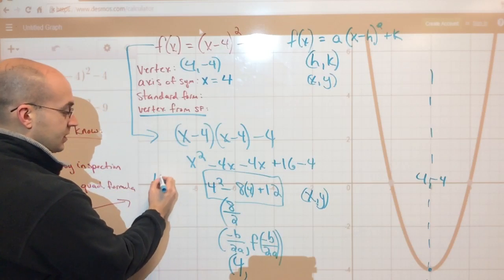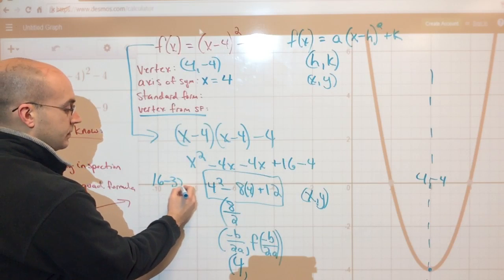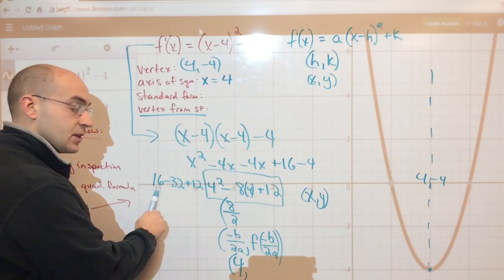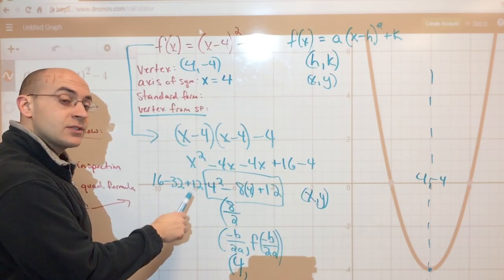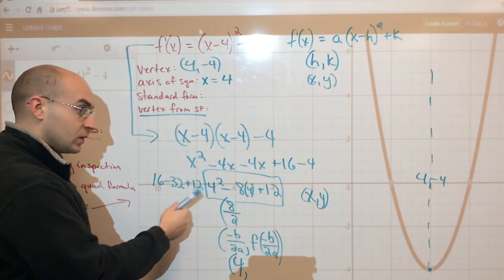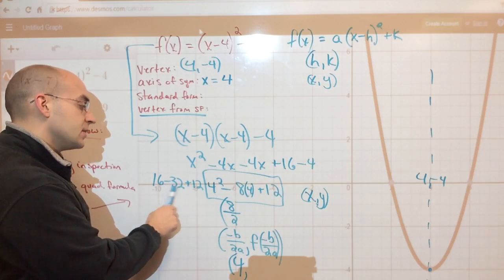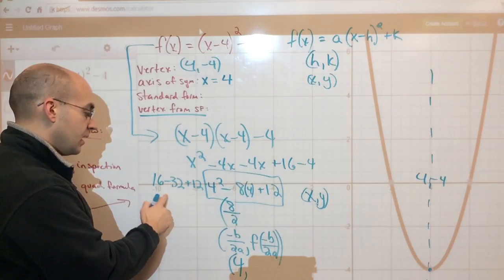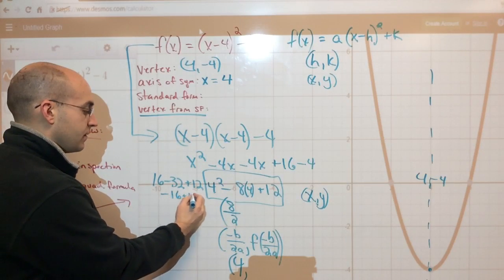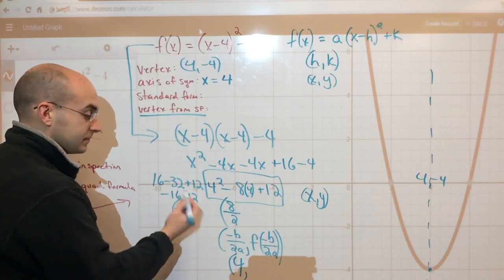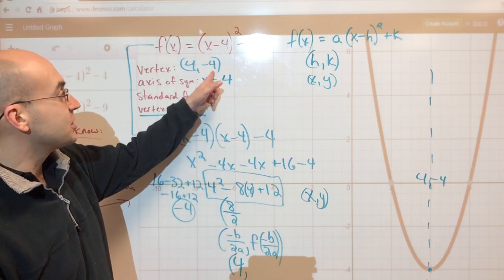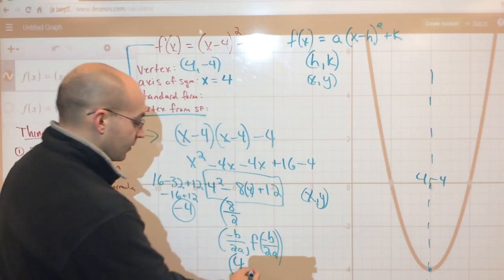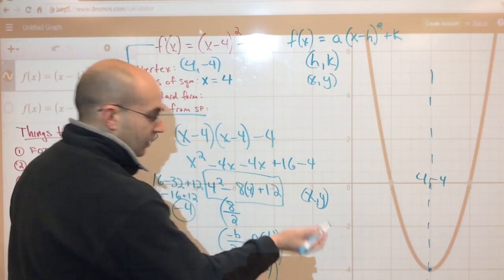So this is going to be 16 minus 32 plus 12. Please go left to right. I had a bunch of people yesterday just picking what they wanted to do. If all of the signs or operations are the same in PEMDAS, you've got to go left to right. You can't go anything else. This is a negative 16 plus 12, so it's negative 4. But alas, we already knew that. We're just double checking ourselves here. Okay, so the vertex is negative 4 comma negative 4, but we already knew how to do that.